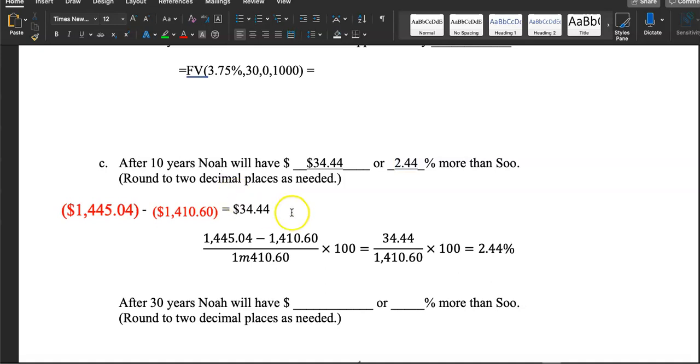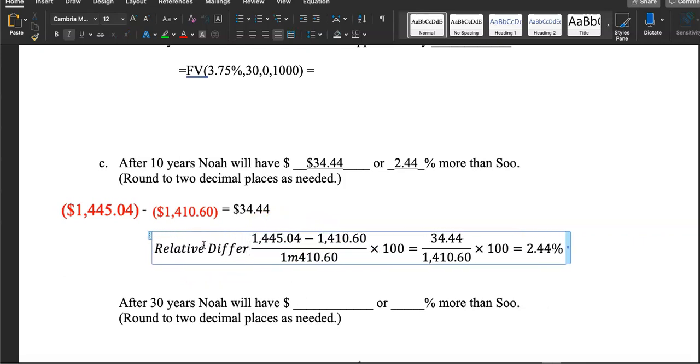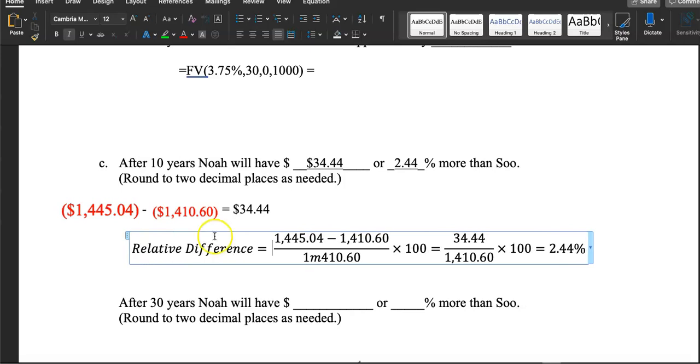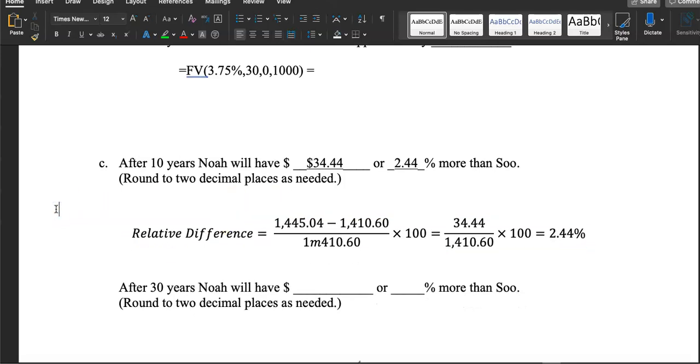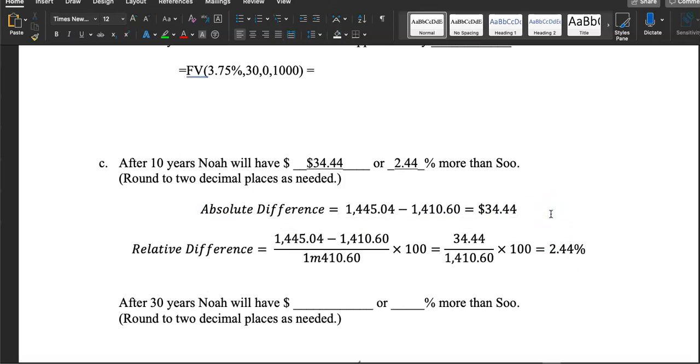So after finding the future values, parts C and D are just asking you to find the relative difference. I should name these. The second one that we found was relative difference, and the first one that we found was absolute difference. You had that on your final exam review problems, right? So it's a great review for us to go over those.